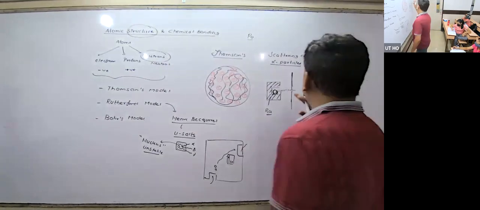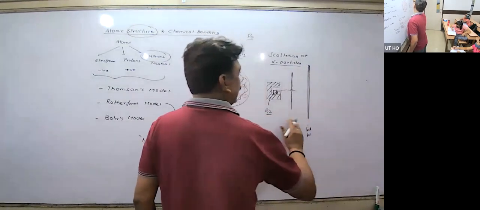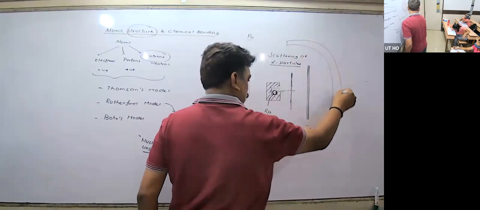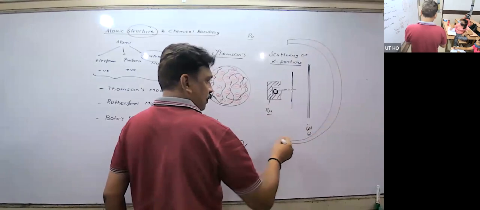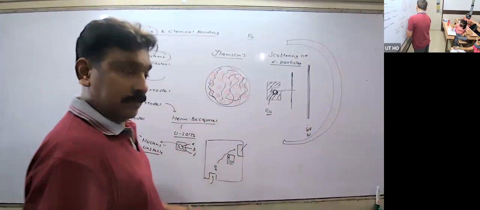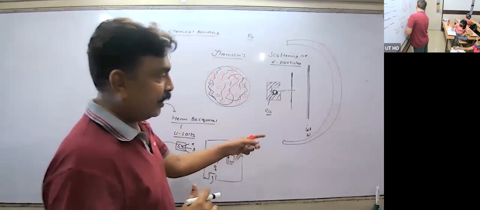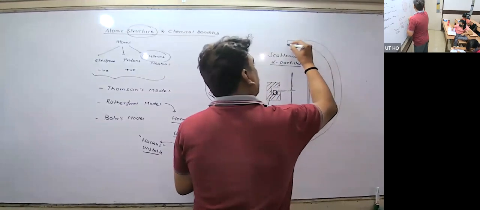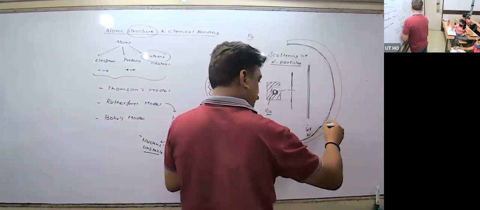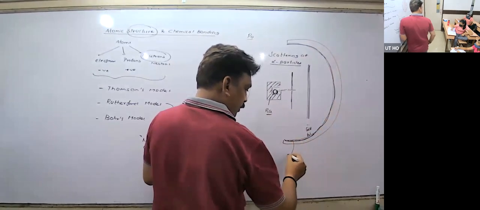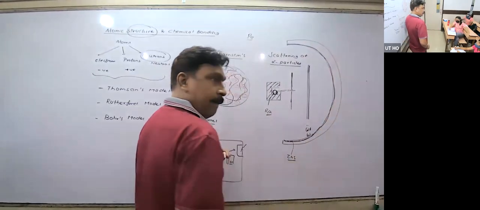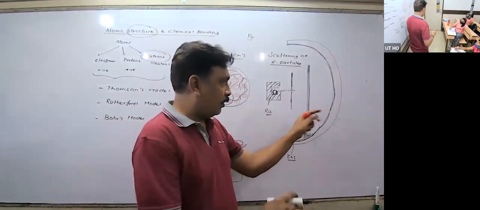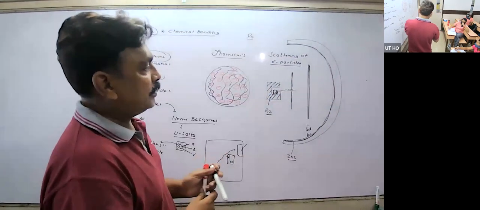And then behind this, he had kept, for example, a semi-circular screen. Look at this. This semi-circular screen was painted with a fluorescent material, zinc sulfide. This zinc sulfide क्या होता है? जो भी rays इसके ऊपर पड़ेंगी तो उसकी kinetic energy से वो light produce करेगा, not heat. ठीक है?